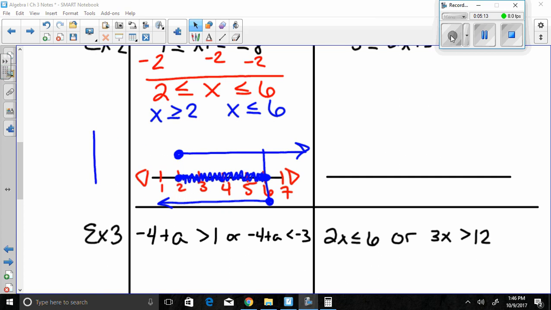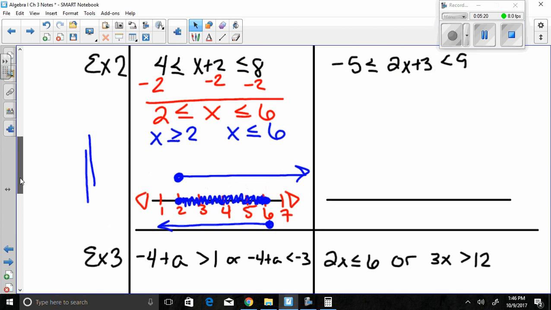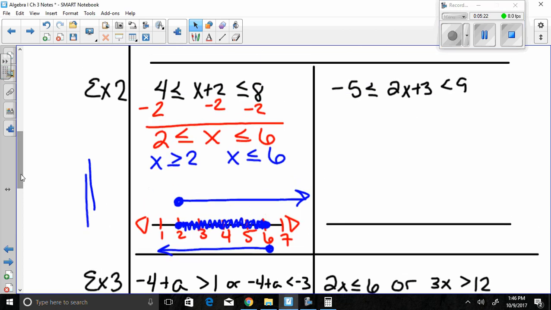So there is your answer for your number line. If we were to do another one, we want to get x by itself, so the first thing we need to do is subtract 3 from both sides.